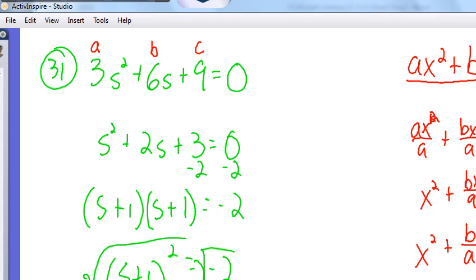Now, when you square b over 2a, what's that going to come out to be? Multiply by itself, multiply straight across. b times b is b squared, over 2a squared, which is 4a squared, since 2 squared is 4.